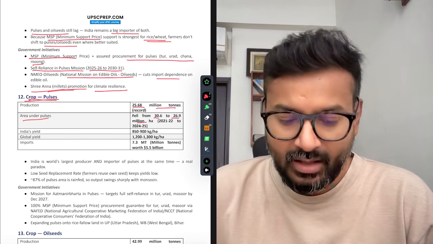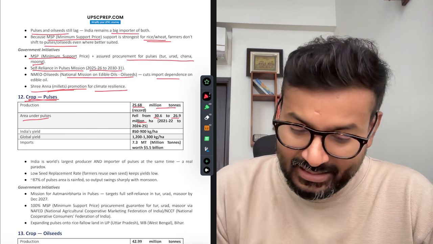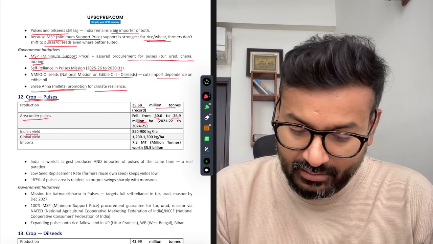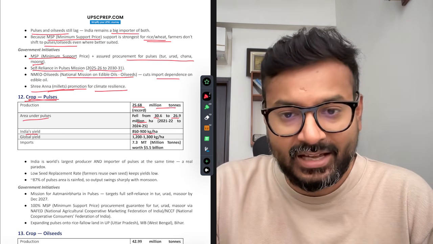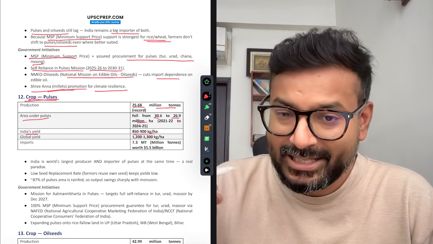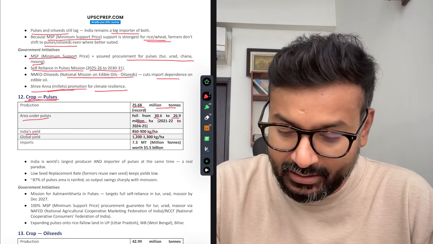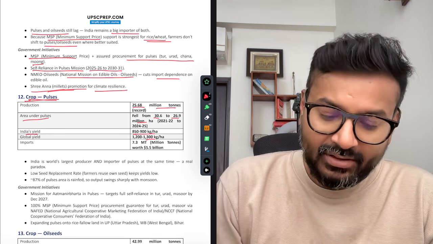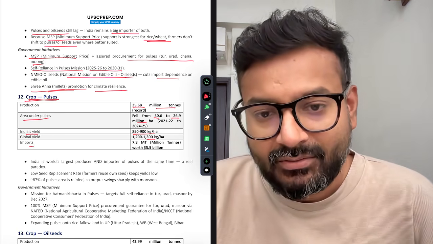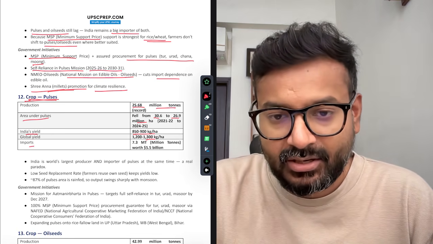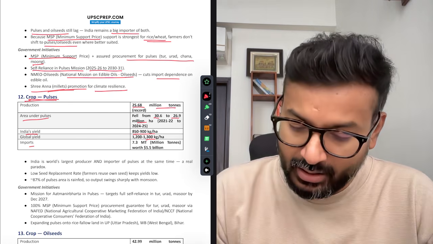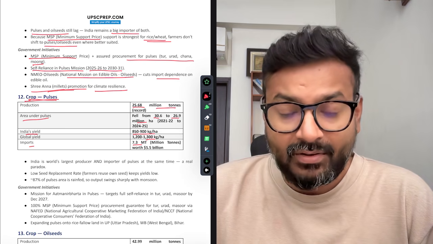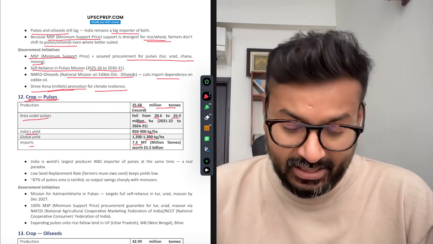Okay. The yield, India's yield has been lower as compared to the global yield. We produce 850 to 900 kg per hectare. The global yield is much higher, 1200 to 1300 kg per hectare. In fact, we are import dependent on pulses, something that we want to become self-sufficient on. But as of now, we are importing 7.3 million tons, $5.5 billion worth of pulses every year.